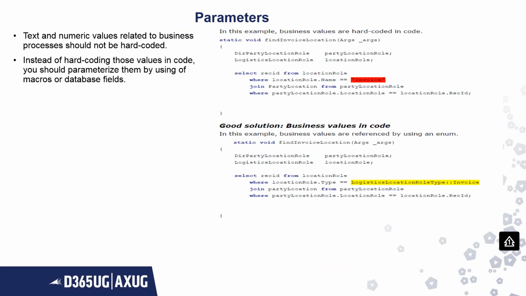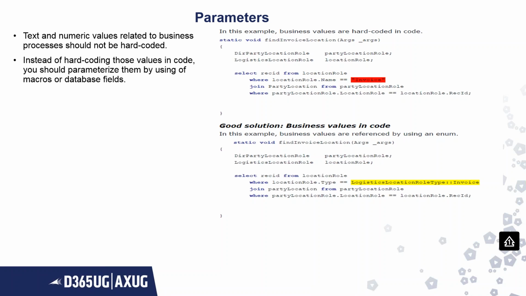Then there are some tips which we can follow for parameters. Text and numeric values related to business processes should never be hard coded. Instead of hard coding, you can use database fields, obviously, or you can use enum values or macros.